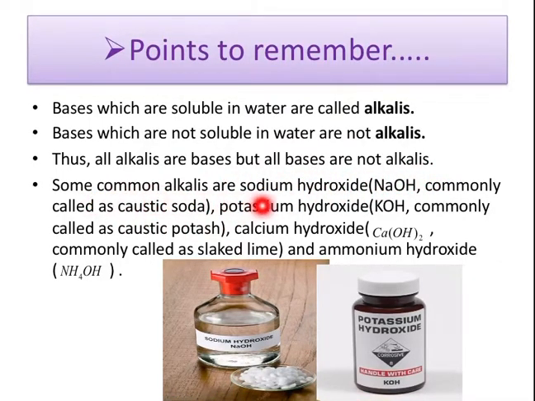Some common alkalis are sodium hydroxide, that is NaOH, commonly called caustic soda; potassium hydroxide, KOH, commonly called caustic potash; calcium hydroxide, that is Ca(OH)2, commonly called slaked lime; and ammonium hydroxide. This is potassium hydroxide, this is sodium hydroxide, that is NaOH.